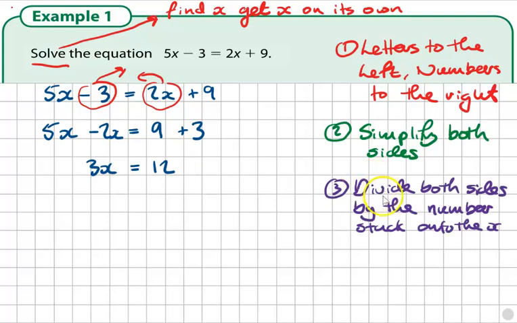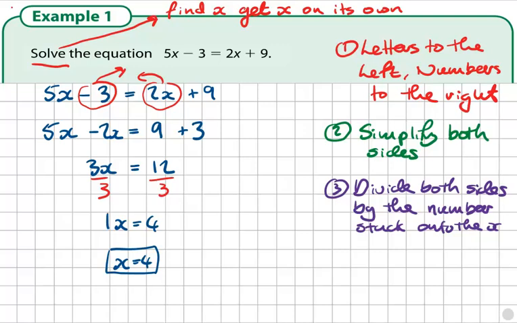So step 3, divide both sides by the number stuck onto the letter. So dividing both sides by 3, we get 3 divided by 3, which is 1. So we have 1x on the left, and that's equal to 12 divided by 3, which is 4. And 1x is the same as x, so we get x is equal to 4. We were asked to solve for x, which means get x on its own. We have x on its own now, so x is equal to 4. So the solution is 4.